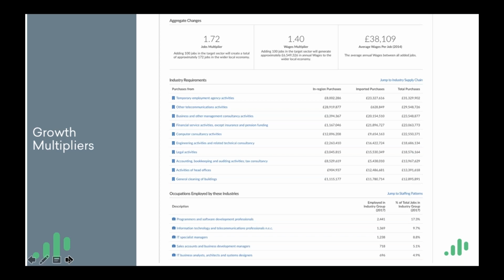This information is very useful if you are talking to a business that may be moving into the area and you want to be able to quantify, by them moving into the area and creating X amount of jobs, what impact that will have on your local economy. It also identifies the occupations employed by these industries to give you an idea of where the needs within the workforce would be.